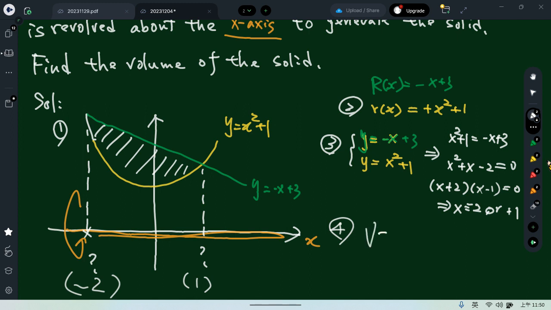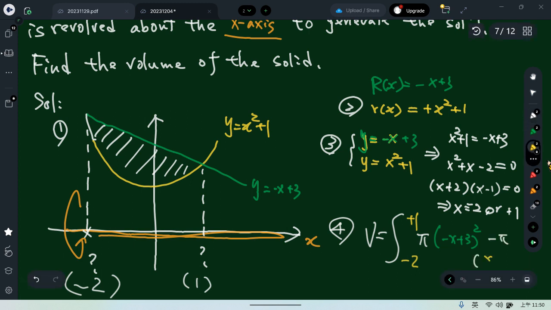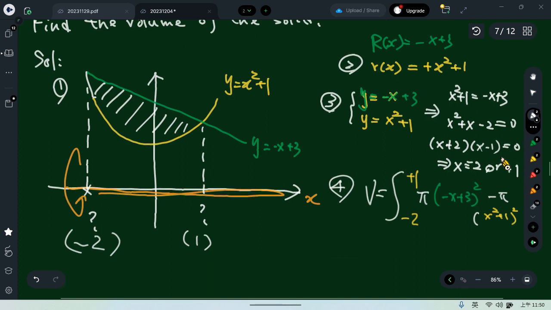So that the V will be the integral from minus 2 to positive 1 of pi outer squared minus pi inner squared dx. So after some calculation, you can get the result is this one.